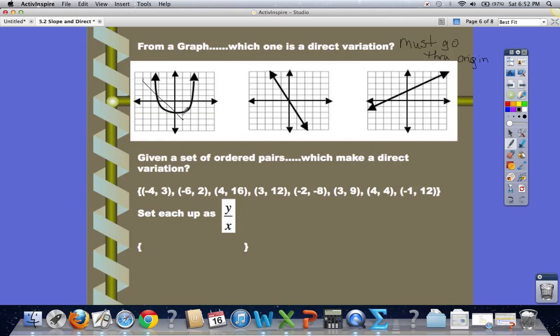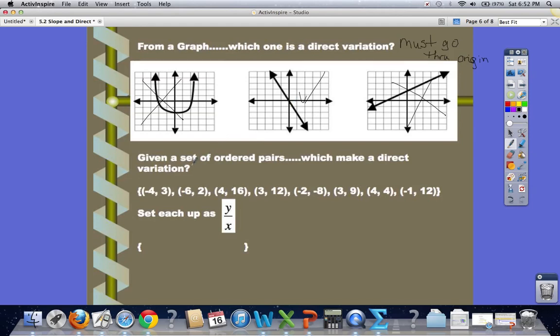This one does not. How about this one? Yes. And then this one does not go through the origin. This is the line, but it does not go through origin. This one is not. So this one is the only one. Now this one's a negative one. That's okay. They can go through either way, negative or positive, and that'll be fine. As long as it goes through the origin, it's a direct variation.